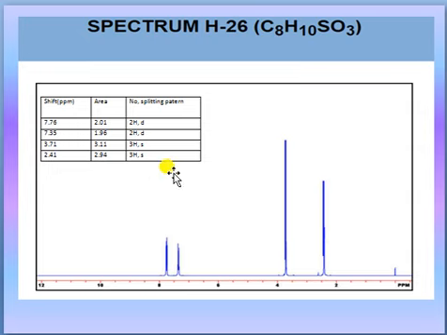So let's see how many types of proton. 1, 2, 3, 4 types of proton. So 4 types of proton peaks are there. There are 2 singlets. So this is a singlet and this is a singlet. And see the doublet, 2H.